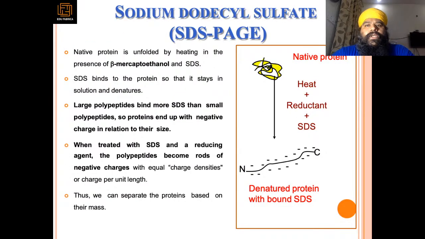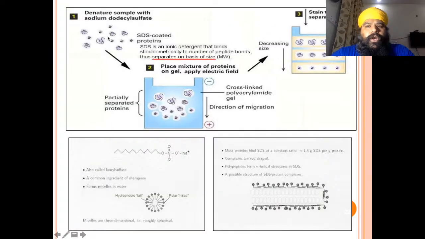Then comes sodium dodecyl sulfate, that is SDS-PAGE, and the native protein is unfolded by heating in the presence of beta mercaptoethanol and SDS. SDS binds to the protein so that it stays in solution and denatures it. So we can see we have a native protein in its fully folded structure. We heat it, reduction is done, and then SDS is covering the protein. And this is now your denatured protein bound to SDS, which is very easy to then transfer onto your gel. SDS coated proteins of large, middle and small size are all separated according to the charge to mass ratio.